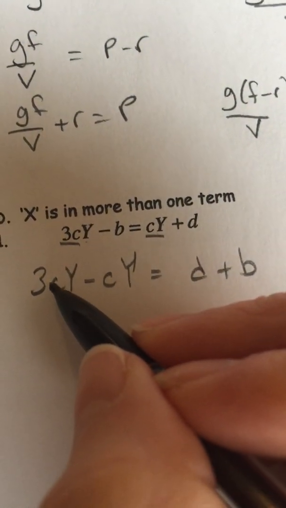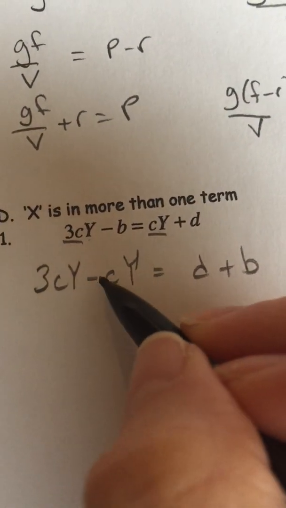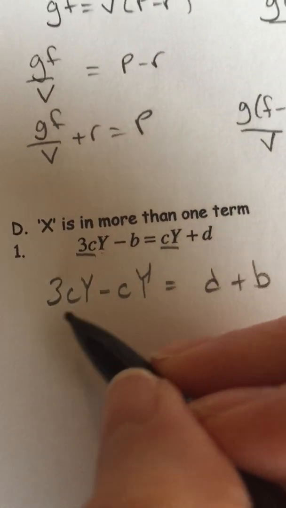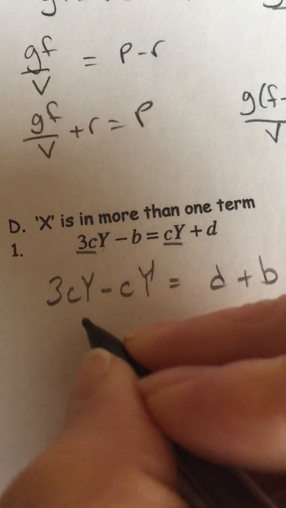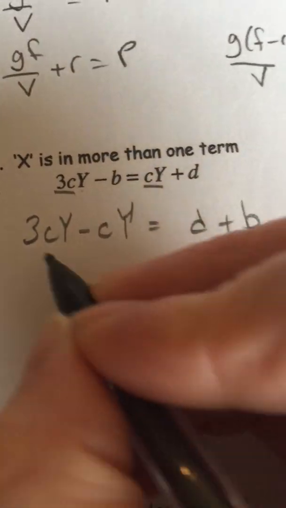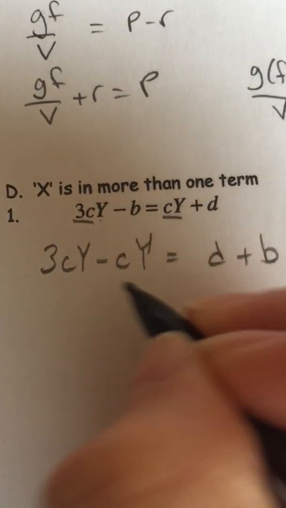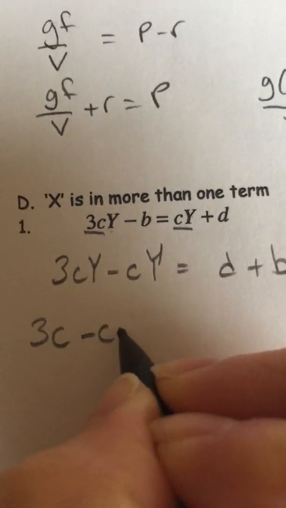So this is kind of like having 5y's subtract 2y's would equal 3y's if I knew how to subtract that. So I just know that the way I figure out how many y's I have is I would just take the coefficients and subtract them. So I've got 3c minus c.